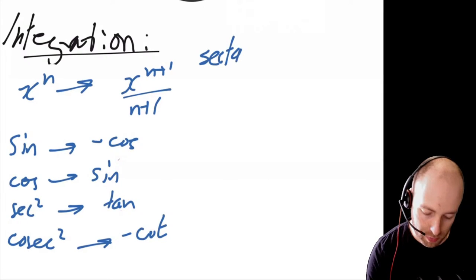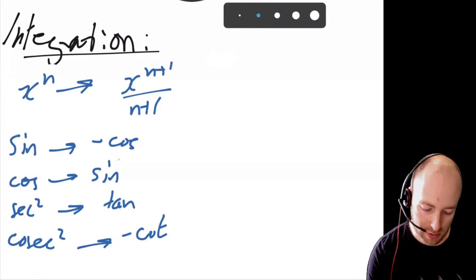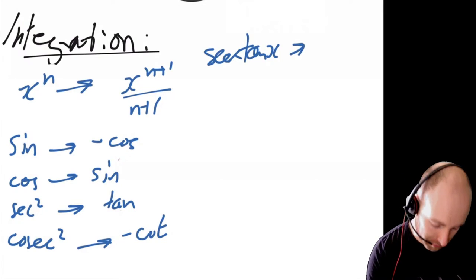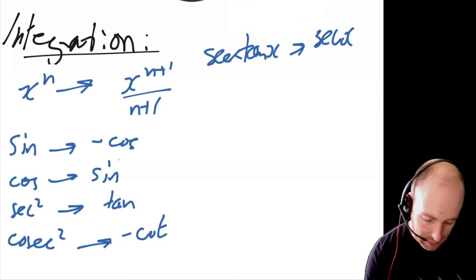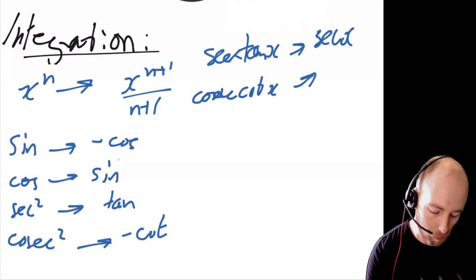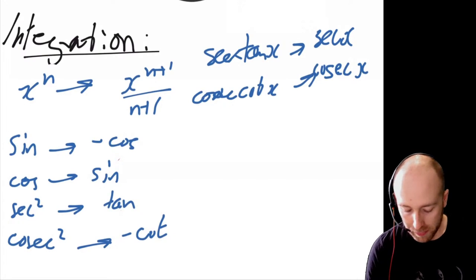Sec x tan x, let's not be too lazy with this. Sec x tan x goes to sec x. Cosec x cot x goes to cosec x.